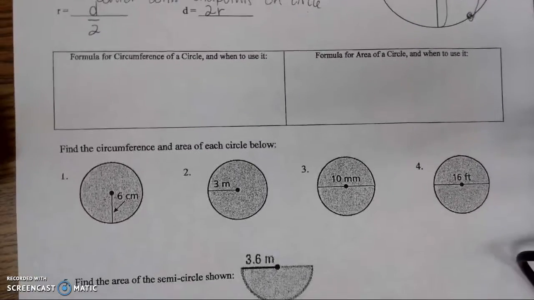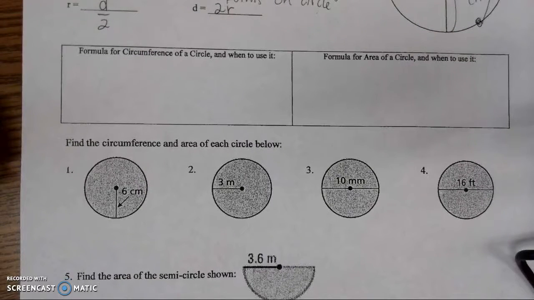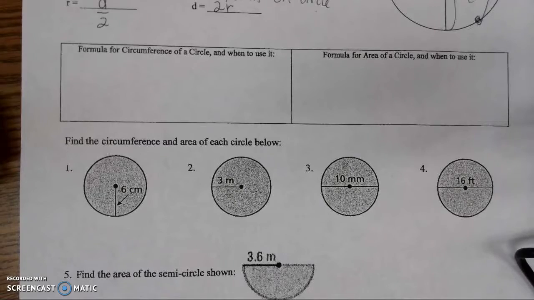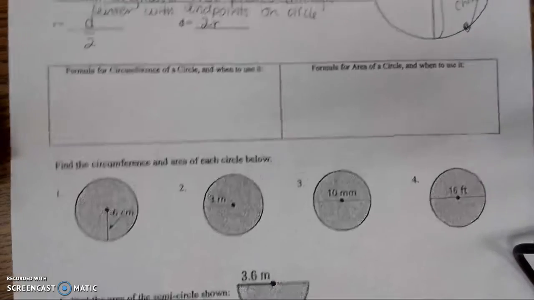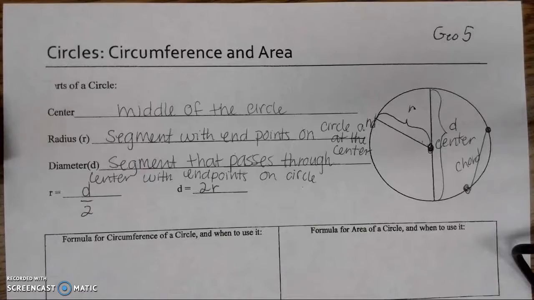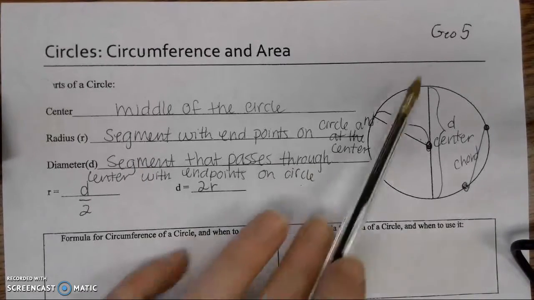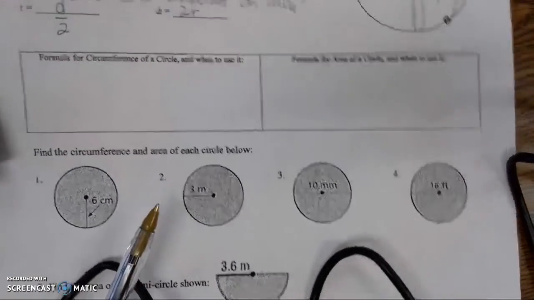This time we're going to talk about area and circumference. So we're just continuing on with that same page of notes that had the vocab up at the top. So this is circles, area, and circumference and area, GO5, but we're like halfway through.